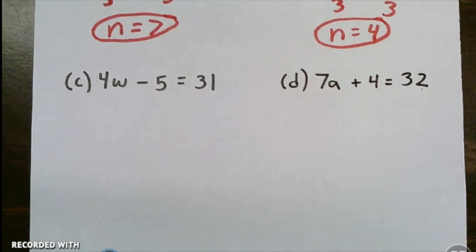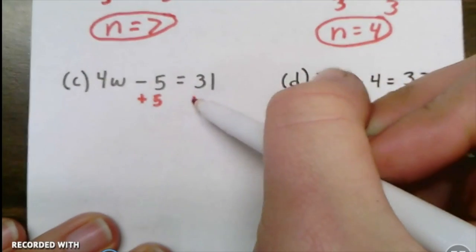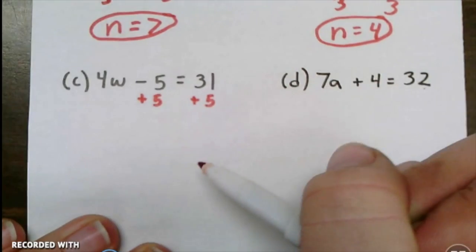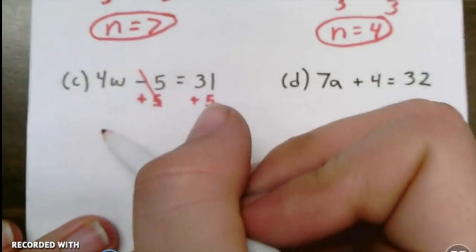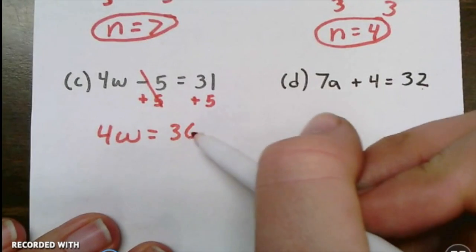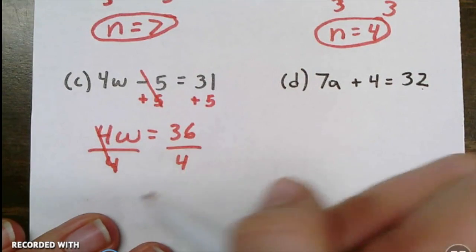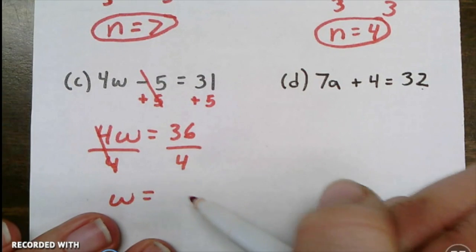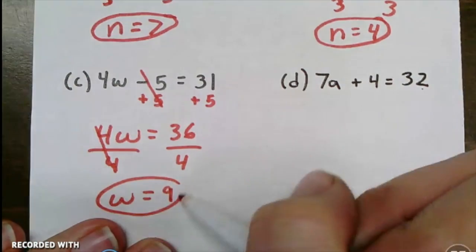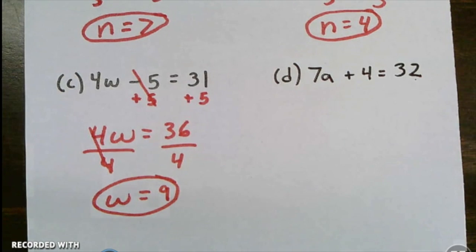All right, C. What's happening to W? First, we have to undo the subtraction. I'm going to add on both sides. 4W equals 36. Divide by 4. W equals 9. All right, try D on your own. Bring it to class. Go ahead and get to work.